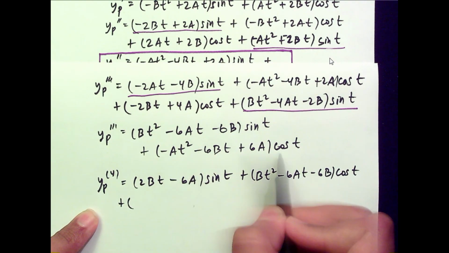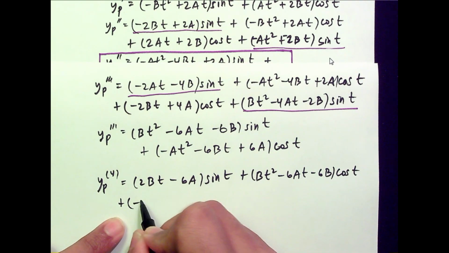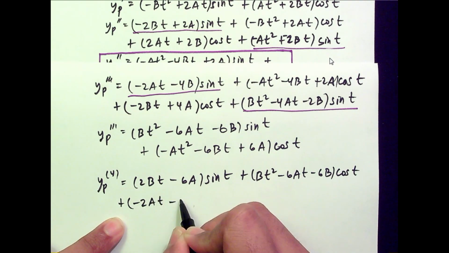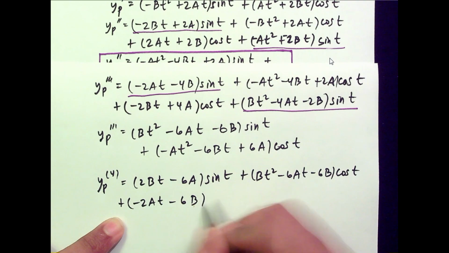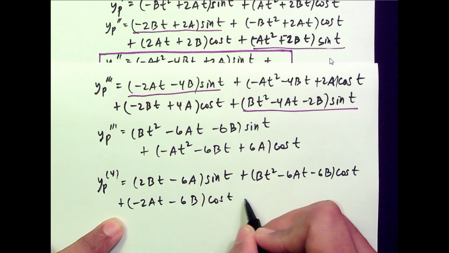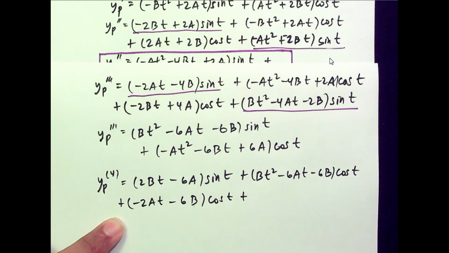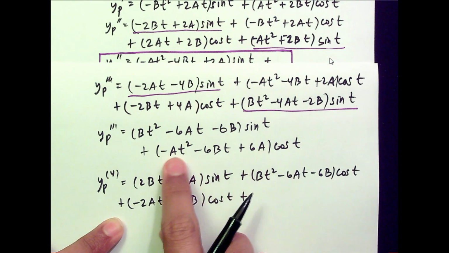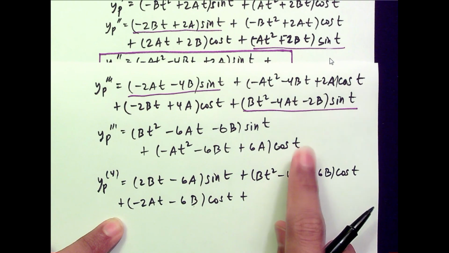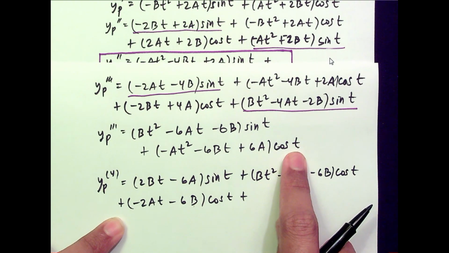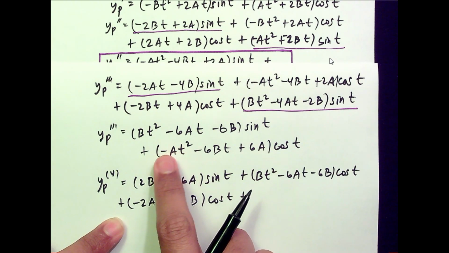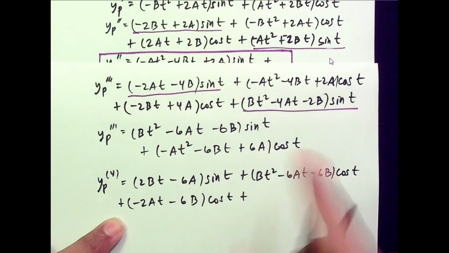Now the derivative of this: the derivative of the first times the second, plus the first times the derivative of the second. The derivative of the second has a negative sign. The negative sign, you move it to the front and distribute it. So everything's going to change here.